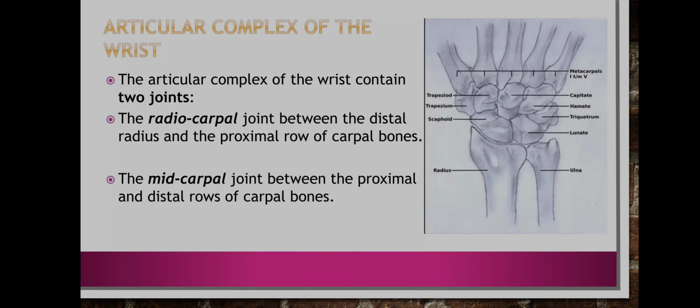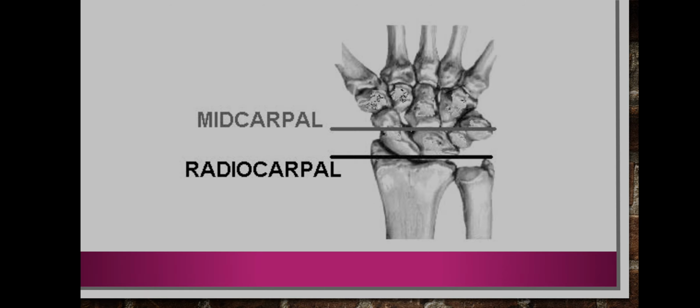Okay, so we need to know the articular complexes of the wrist. The articular complex of the wrist contains 2 joints. First is your radiocarpal joint, which is between the proximal rows of your carpals along with the distal radius. And another one is your midcarpal joint, which forms between the 2 rows of your carpal bones, that is your proximal and distal rows of carpal bones. See, here is the division. First is your radiocarpal joint and second is your midcarpal joint.